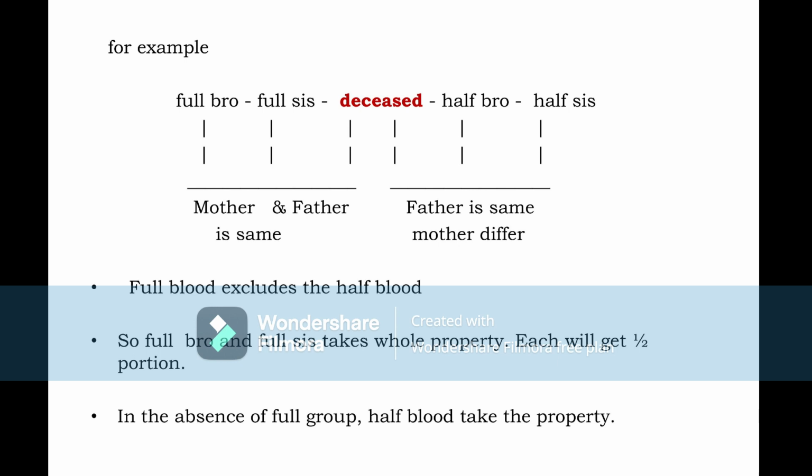For example, if there are no full brothers and sisters, and the deceased has only a half brother and half sister, then the half brother and sister will take the property, and it will be distributed equally among them. So in this class 2 heirs, wherever you find brothers and sisters, it should be only half blood and full blood, and uterine blood is not included. And whenever there is a full blood and half blood, the full blood group will exclude the half blood group.